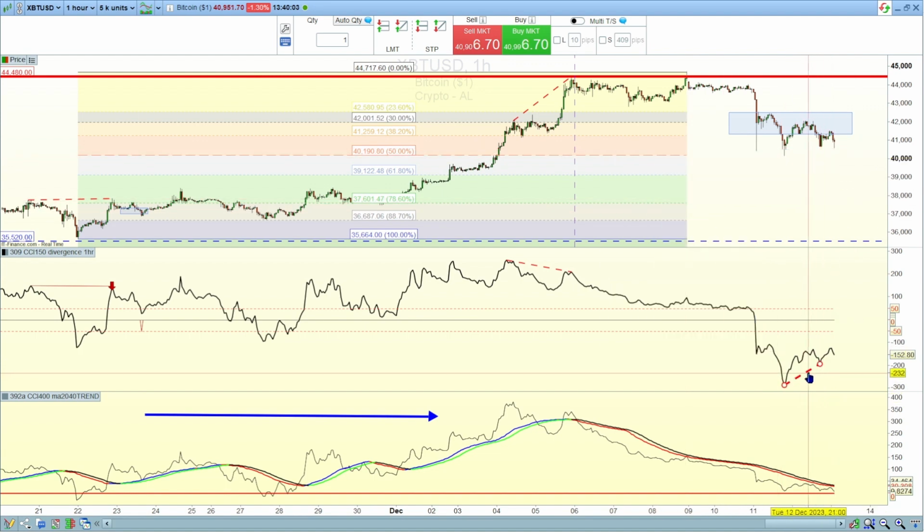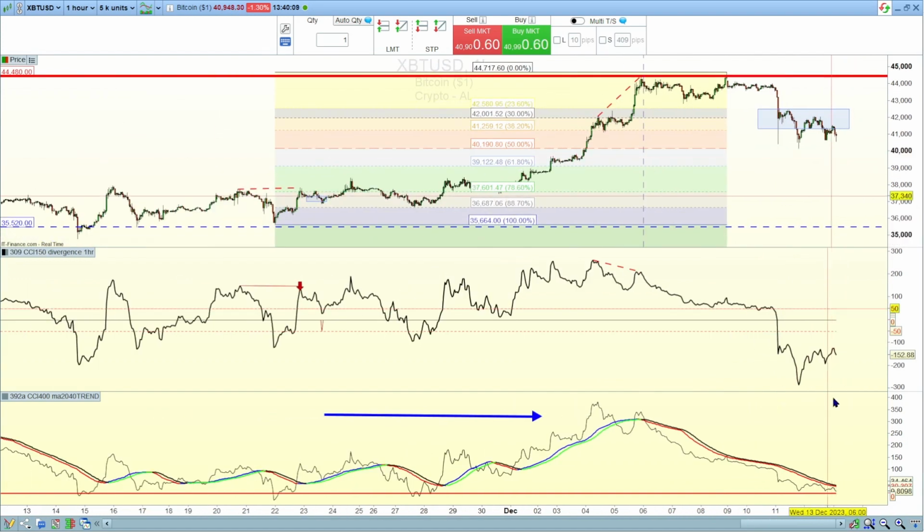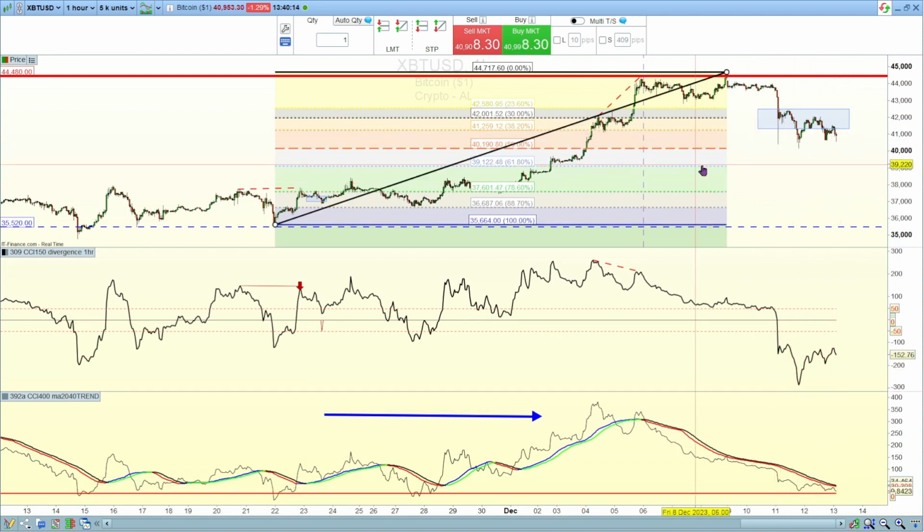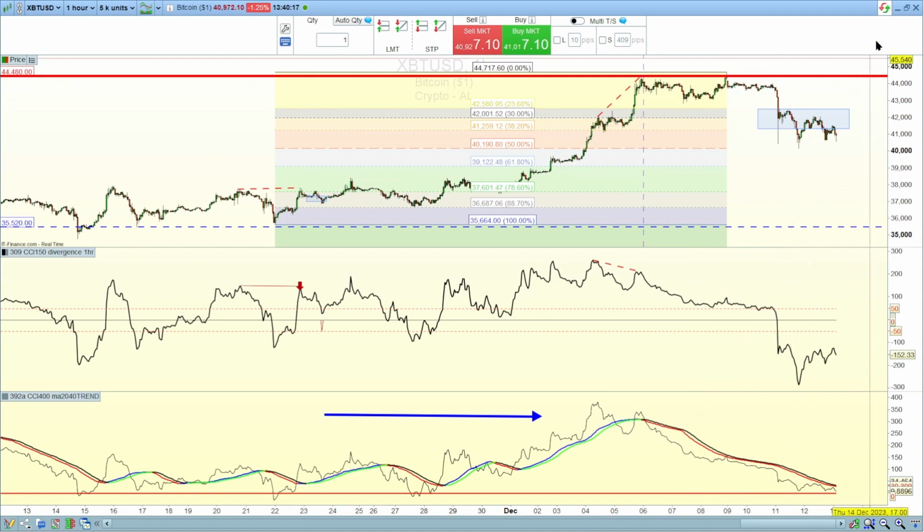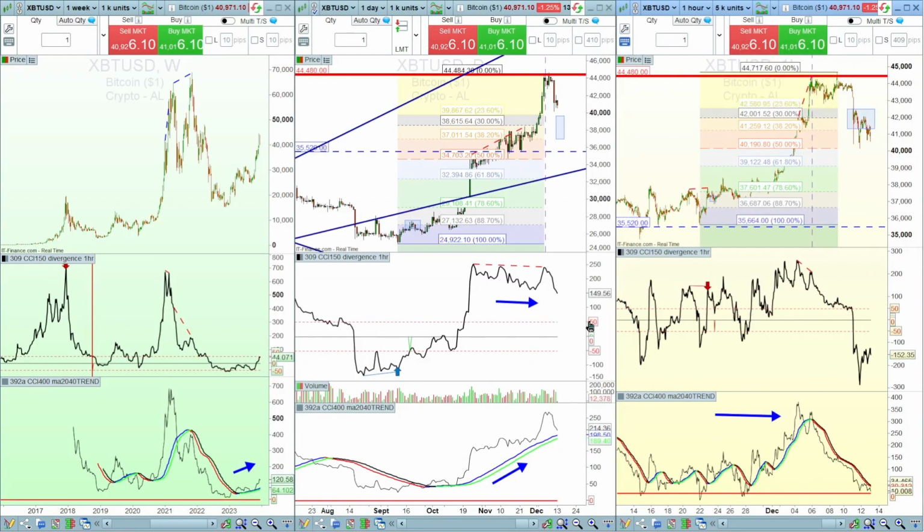So I'll delete that again for those new to the channel and how I read some of these. But again, based on the CCI 400, the trend indicator, it's still declining. There's no divergence, so we may see further declines, and if it breaks below the 61%, we're going to see further declines again.